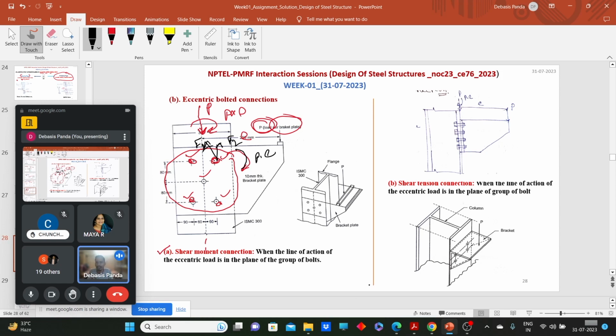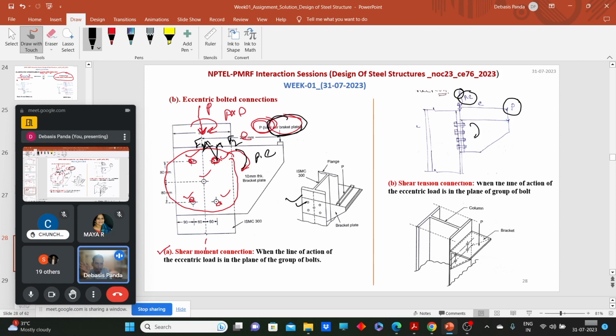So we call them shear moment connections when the line of application of load and the group of bolts are on the same plane. You can look at it, both are on the plane of my laptop screen. Another is the shear tension connection. It's also one kind of eccentric connection. Here also, due to the eccentric loading, one load is transferred to the CG of the group of bolts, and one moment is generated here.